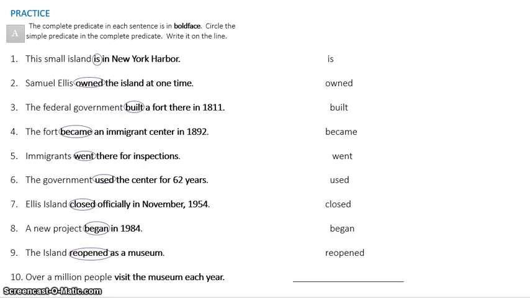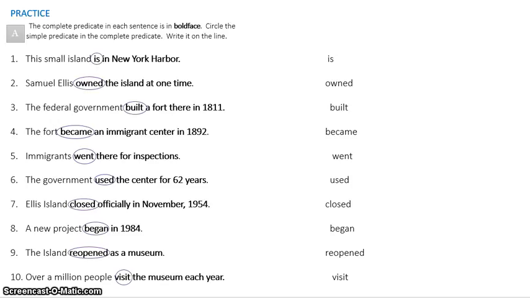Last one. Over 1 million people visit the museum each year. Visit the museum each year is my complete predicate. I'm looking for my simple predicate or my verb, and I should have circled visit and written it on the line.